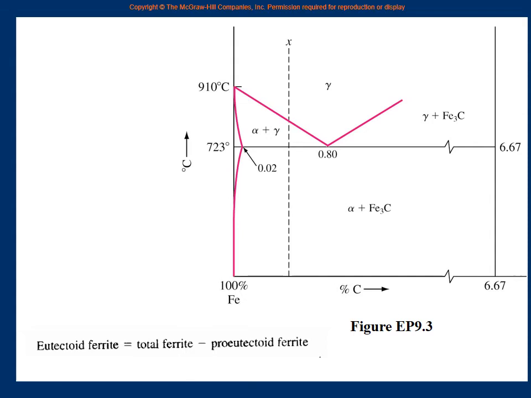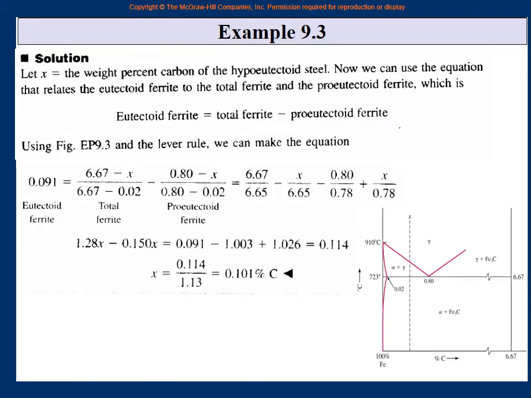So on the next page, that is what we are doing. I am telling you that solving means eutectoid ferrite is total minus pro-eutectoid. This is the diagram for total ferrite. You write total ferrite, you write the lever equation. For pro-eutectoid, you write the lever equation, and then just simplify it. These are just numbers. So add, subtract, just the numbers are there.